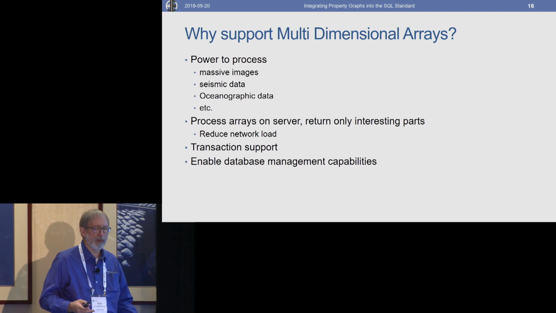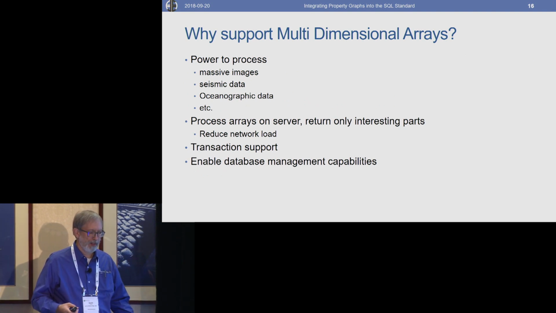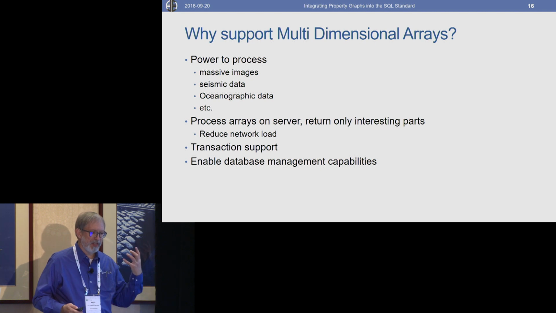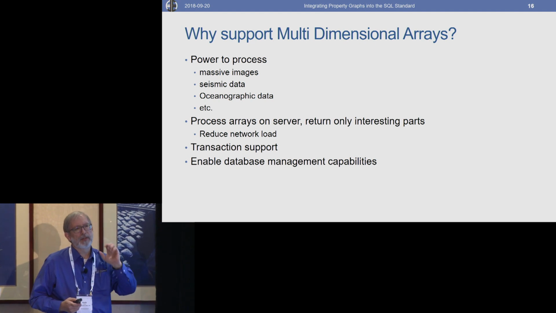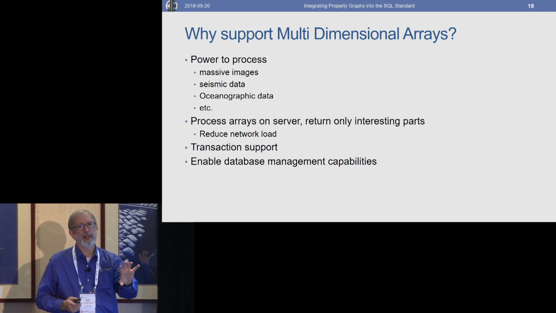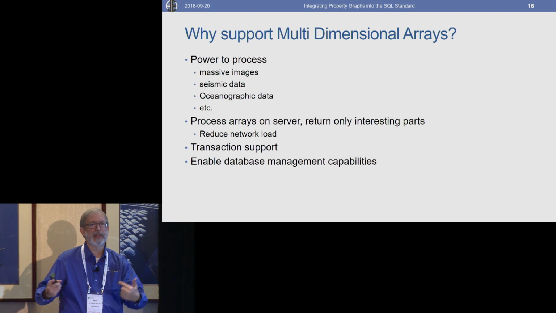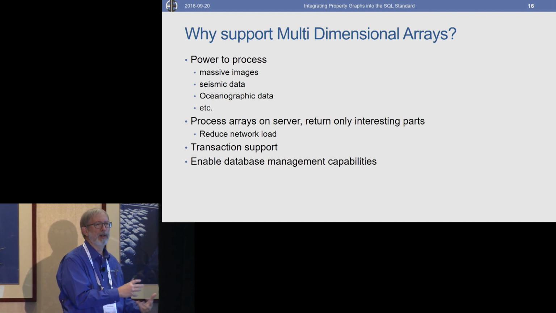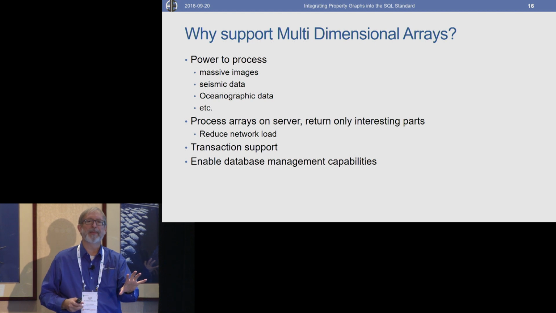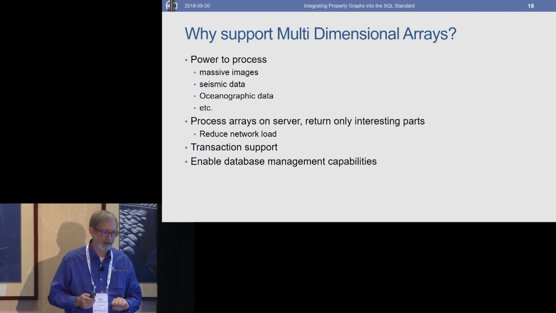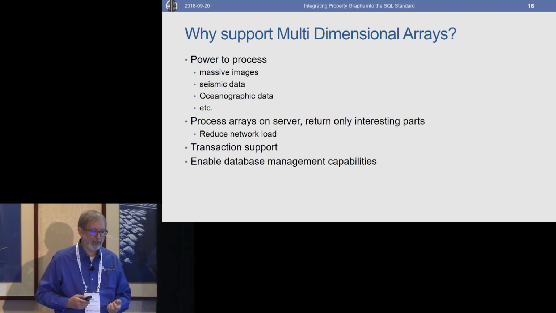So why do we want to support multidimensional arrays? Because then you can do operations on images or seismic data or oceanographic data, and do the operation in the database on the server as opposed to having to pull the entire thing back and operate on it locally. You can push the operations to where the data is, get back only the data that you're interested in, which should reduce the network load.